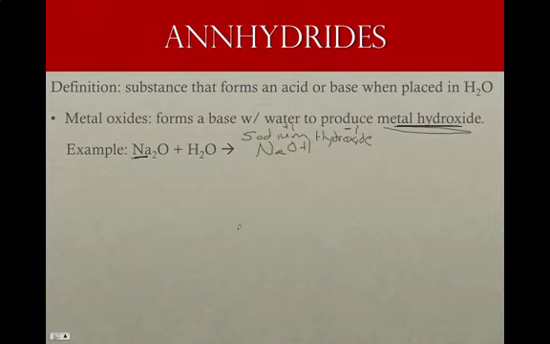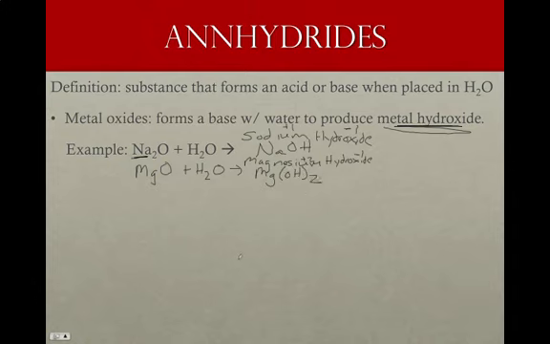Now if I have magnesium oxide plus water, well, the product of that is going to be the metal hydroxide as well. The metal here is magnesium, so it'll be magnesium hydroxide. Magnesium is Mg, it has a charge of +2. Hydroxide still has a charge of -1, so we need 2 hydroxides to balance that charge out, so it's going to be Mg(OH)2.